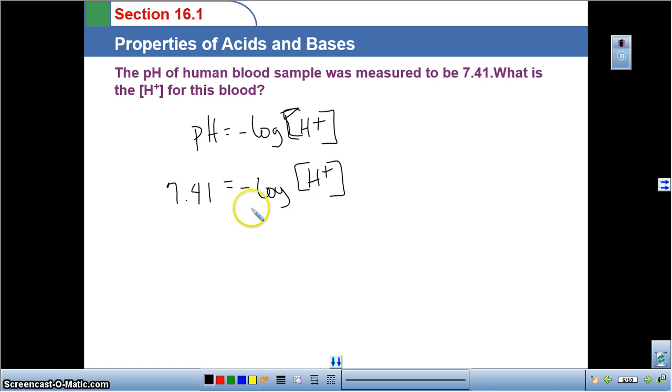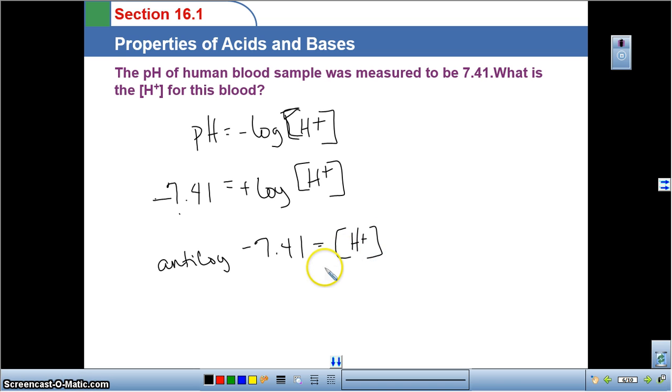Now, in order to get rid of the negative log on this side, what we're going to have to do is, first of all, divide both sides through by the negative. So we're going to take 7.41 and divide it through by -1, dividing the other side through by -1 as well, so that's positive. Then we're going to take the anti-log or inverse log of -7.41 in order to get the hydrogen ion concentration.